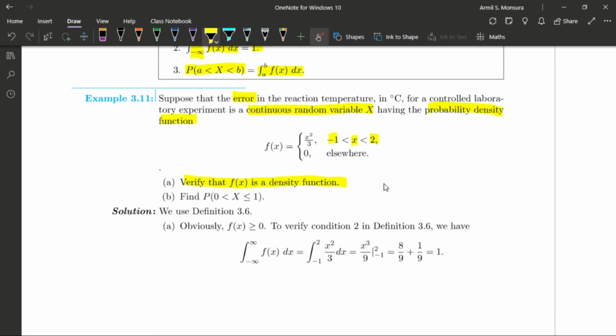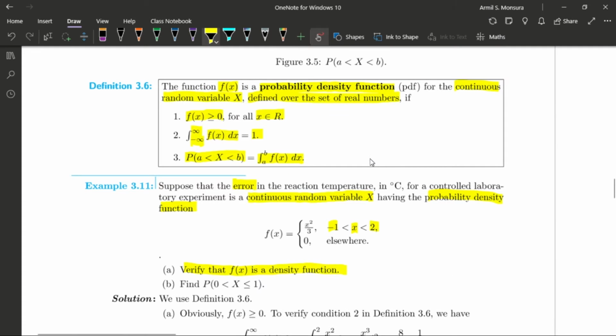It should satisfy at least these two conditions, this one and this one, because the third one finds the probability for a certain range of x. So for you to know if a given function is a PDF, you have to make sure that for all allowable values of x, your f of x is either 0 or positive.